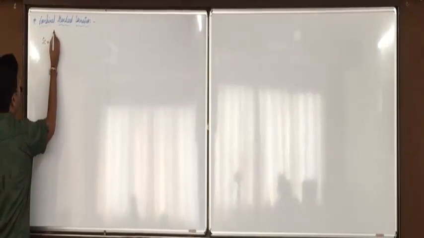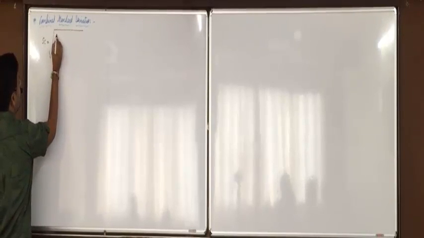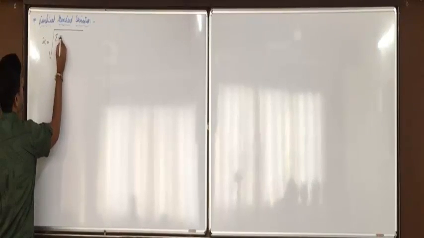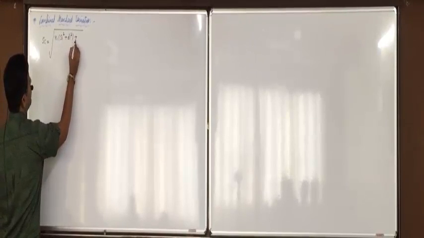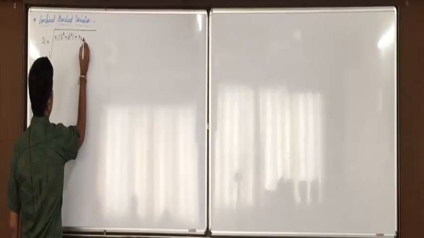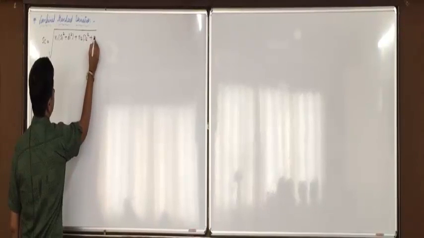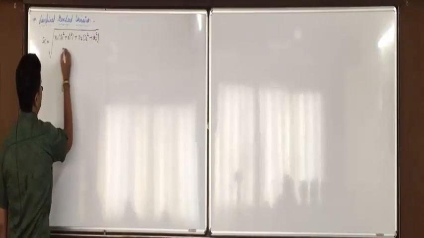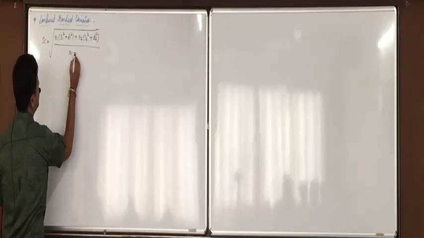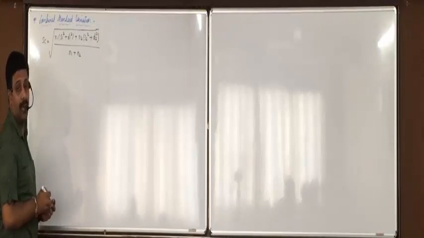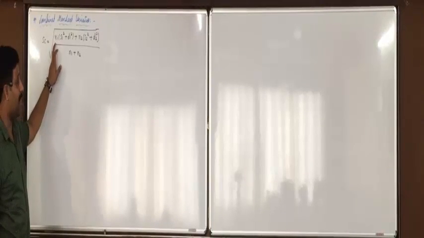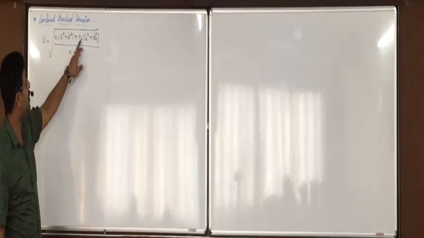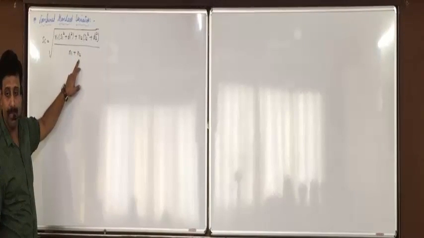S_c is equal to square root of, no, not sigma, n1 bracket s1 square plus d1 square, plus n2 bracket s2 square plus d2 square, upon n1 plus n2. Now, n1 we understand is the number of observations of group 1. n2 is the number of observations of group 2.